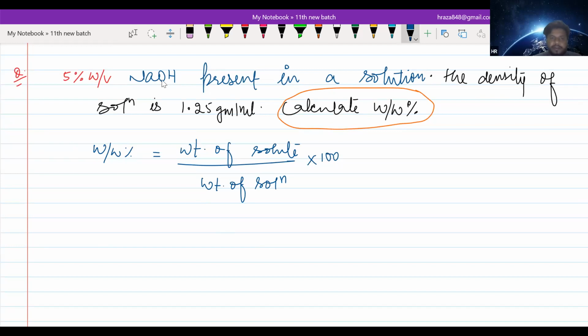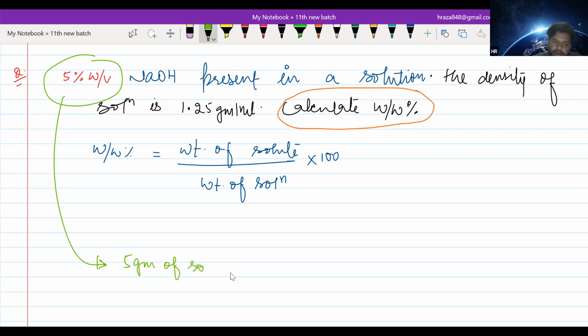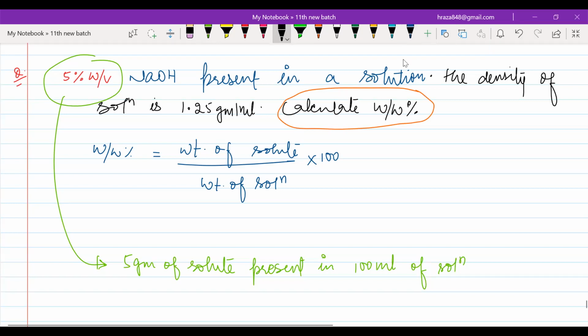And what is given? It is given that 5% weight by volume. And what does this mean? This means 5 gram of solute present in 100 ml of solution. Yes or no? Tell me. Yes, sir.